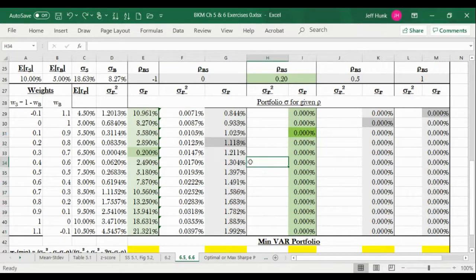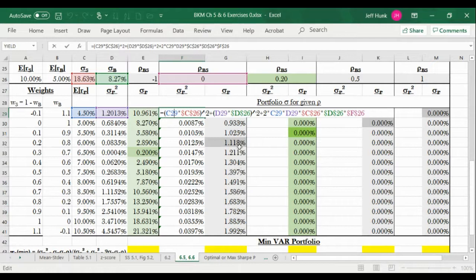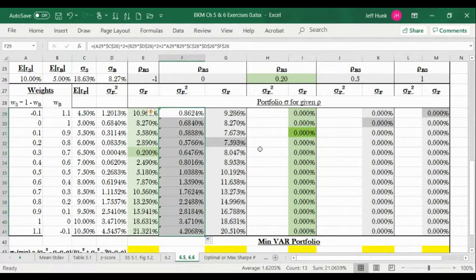And in this case, which one has the lowest variance? This has the lowest variance. Let me just make sure. Previously, the lowest variance is here. C29. Oh, it's pointing to the wrong one. So the weight is here, right? Weight is here. The weight is there, and C26, B26, F26, yeah. And then drag it down. Okay.